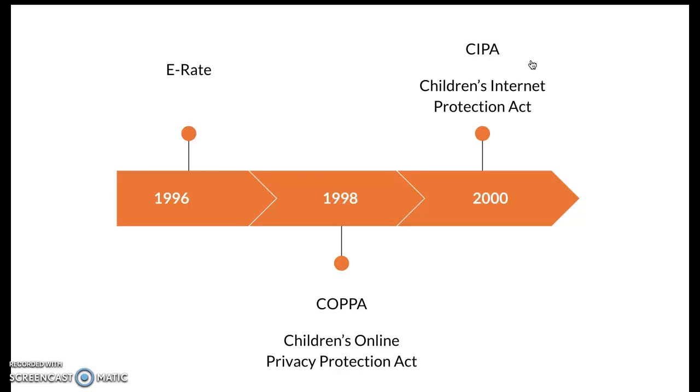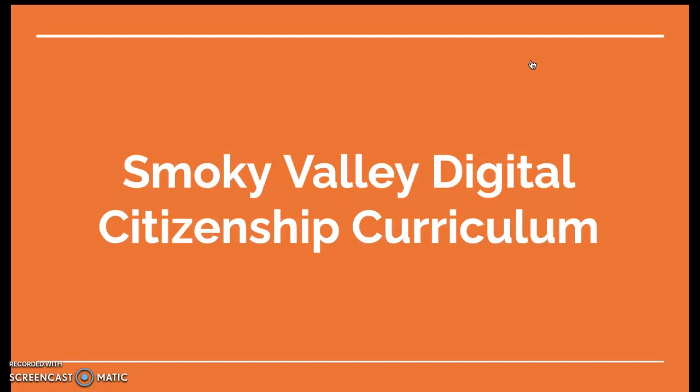COPPA, the Children's Online Privacy Protection Act, was signed into law in 1998. It applies to the online collection of personal information by persons or entities under U.S. jurisdiction about children that are under the age of 13. The Children's Internet Protection Act is a bill that the United States Congress passed to limit children's exposure to pornography and explicit content online. It was signed into law on December 21st of 2000.